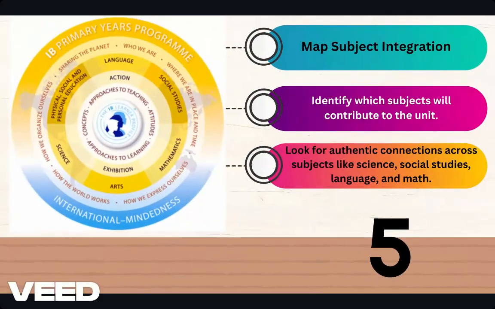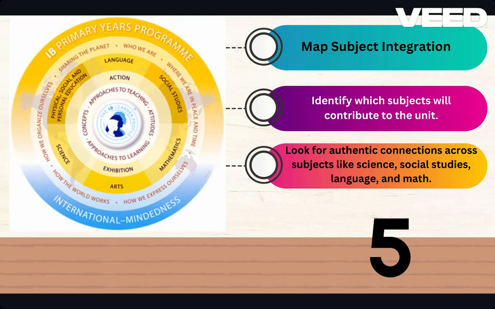The fifth step is to map subject integration. Identify which subjects will contribute to the unit of inquiry. Look for authentic connections across subjects like science, mathematics, social studies, language, etc. For example, if your central idea is about systems, you might integrate science, ecosystems, social studies, economic systems, language, persuasive writing about an environmental issue, and math, data analysis of population growth.